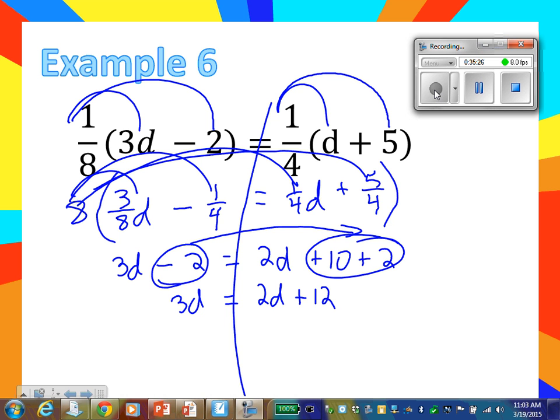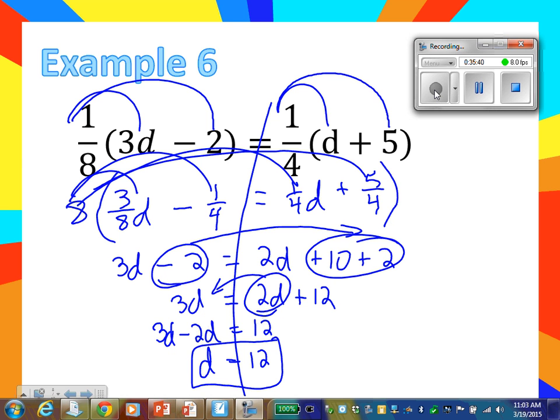Now what moves? The 2D. Very good. And when it moves over, it becomes negative 2D. And 3D minus 2D is 1D equals 12. Okay, and you're done. Okay, any questions on that? Can we talk about the check real quick? You got the check. Good.